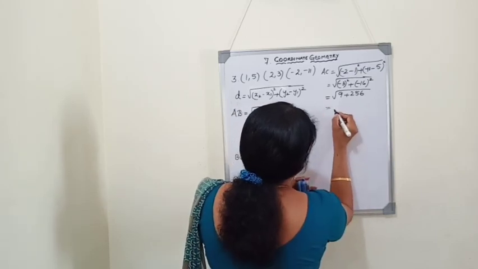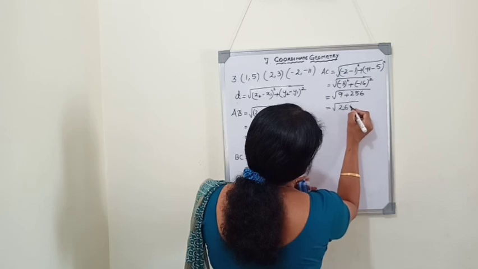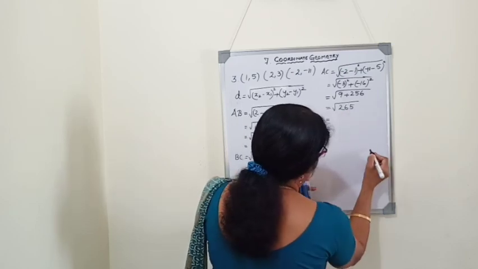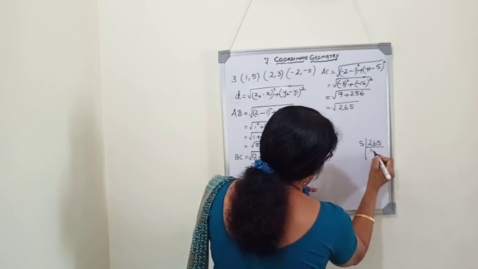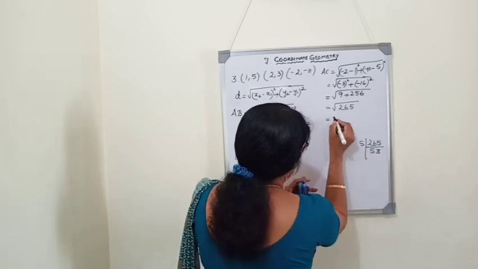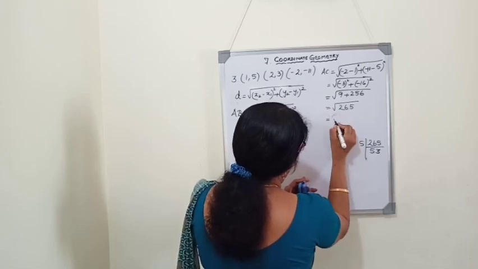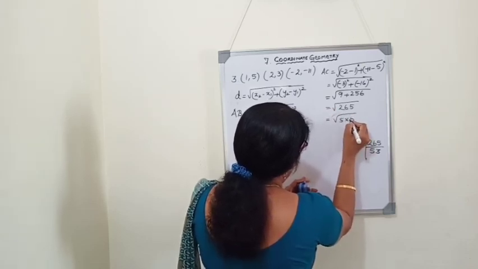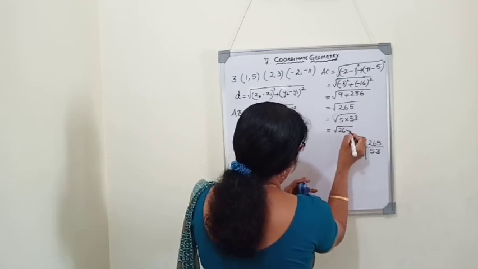Equals square root of 265. You will factorize: 5 5s are 25, 5 3s are 15, so it is 5 into 53. We are getting square root of 5 into 53. We cannot take any number outside, so as it is we will write square root of 265.